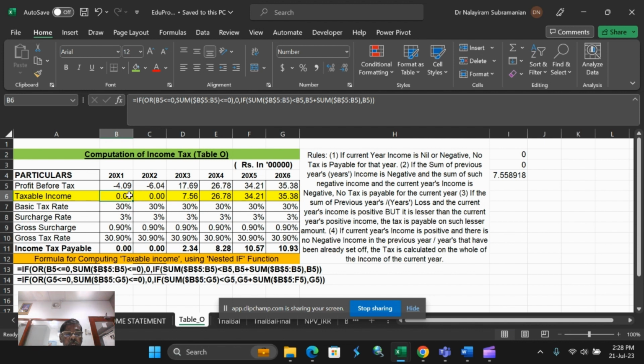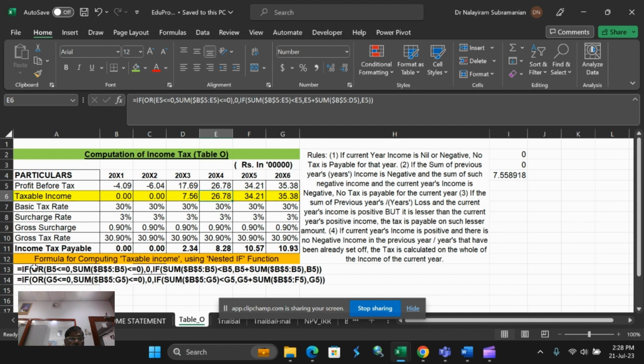Now I need to incorporate all the possible scenarios. If this one is negative, then this will be 0. If the sum of these two is negative, then this will be 0. If the sum of these three is positive, but the positive amount is lesser than the value in this column, then the tax is calculated on that particular amount. So you need to compute that specific amount on which the tax is payable. And if there are no losses remaining to be set off, then the tax is calculated on the entire amount of profit before tax.